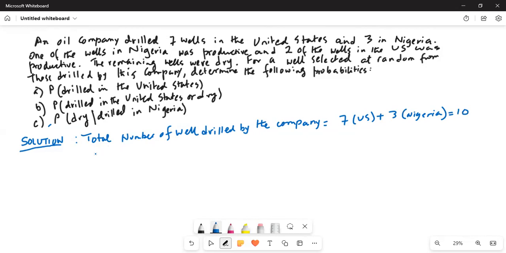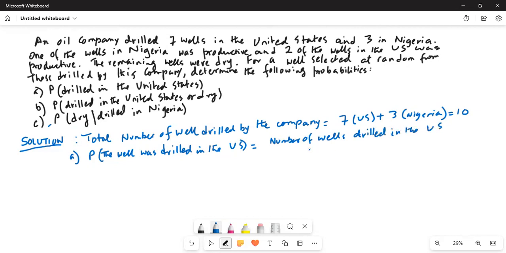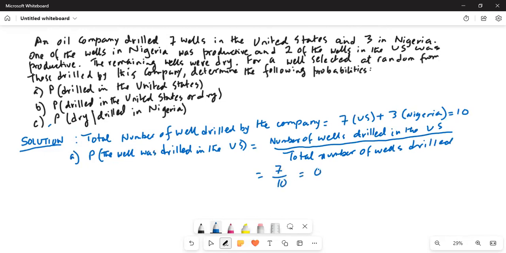So part A, probability the well was drilled in the United States is number of wells drilled in US divided by total number of wells drilled. Is equal to 7 out of 10 or 0.7. So this is the answer to part A. Part B.